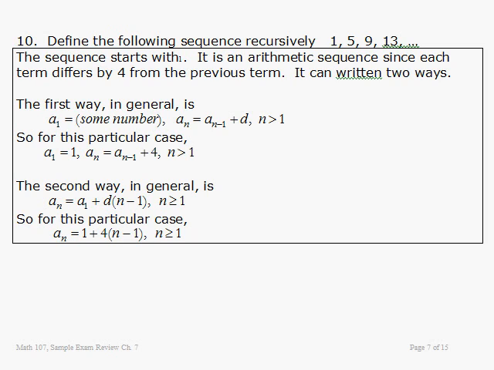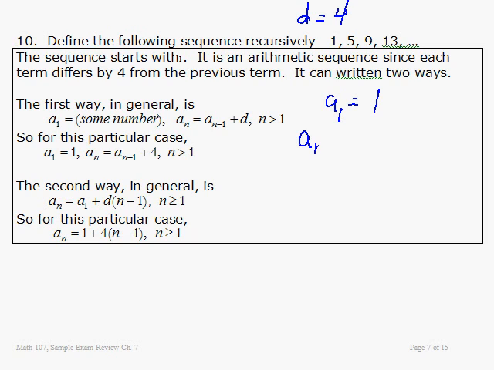So there's 2 ways to do it because, first you have to recognize what's going on in the sequence. Here there's a common difference between every one of the terms, 4. 1 to 5 is 4, 5 to 9 is 4, 9 to 13 is 4. Okay, so this is an arithmetic sequence with a common difference of 4. There's actually 2 ways to write an arithmetic sequence. The first way is similar to the ones on the other page. Specify the first term. a1 is 1.